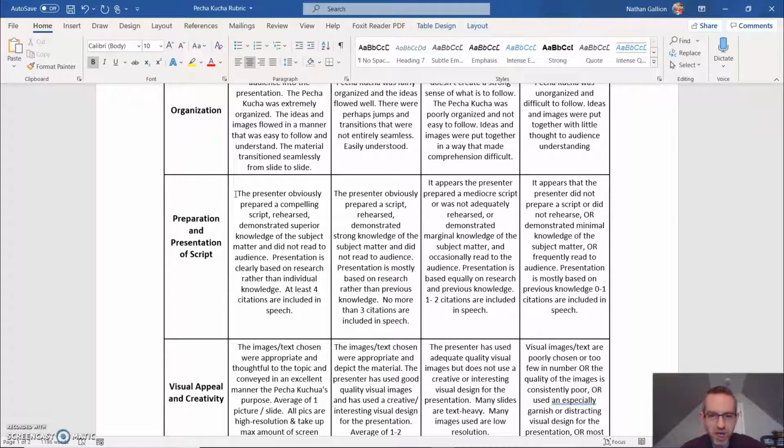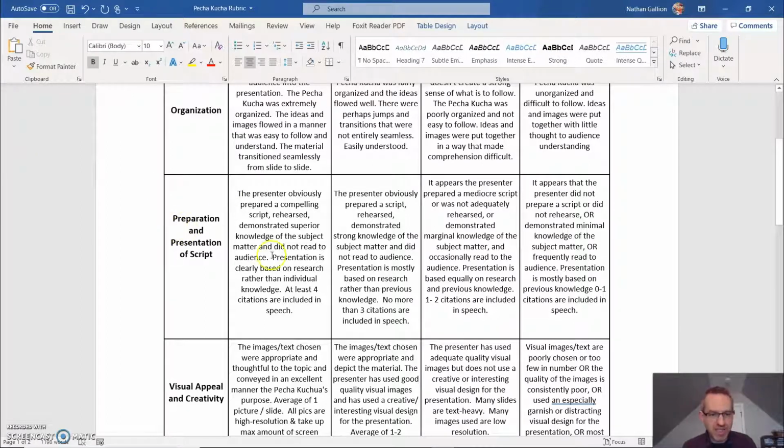The presenter obviously prepared a script, rehearsed, demonstrated strong knowledge of the subject matter, and did not read to the audience. Presentation is mostly based on research rather than previous knowledge. No more than 3 citations are included in speech. So I'm not talking when I'm reading that like I normally talk, and I think you can hear that, okay? So that's what I'm talking about.